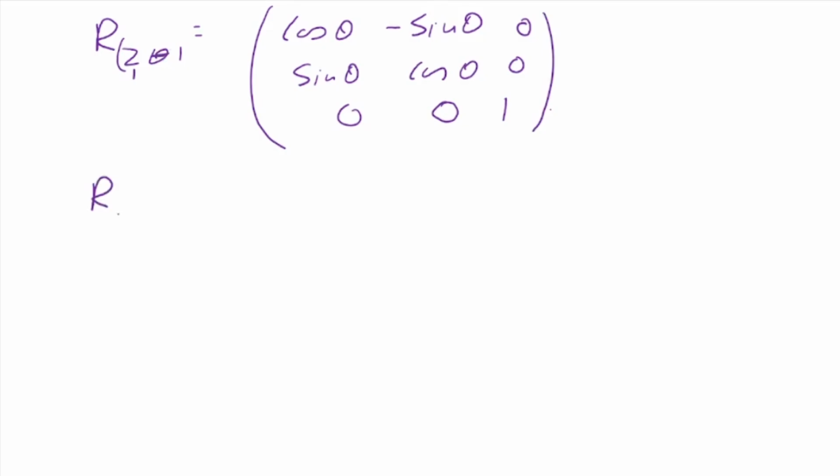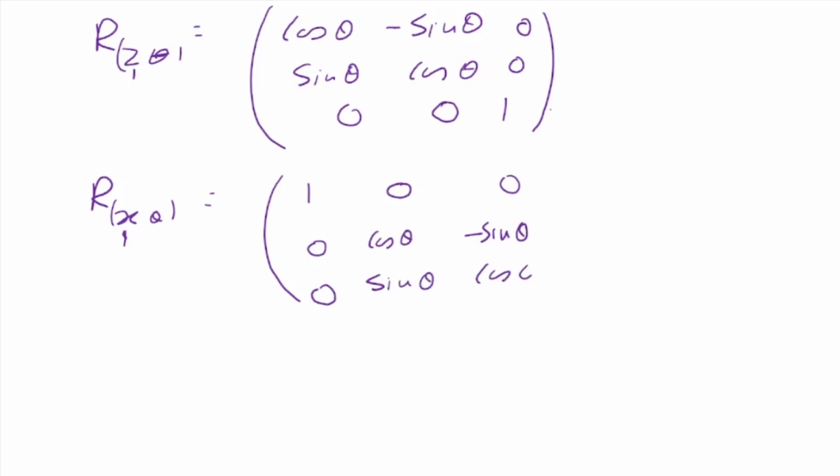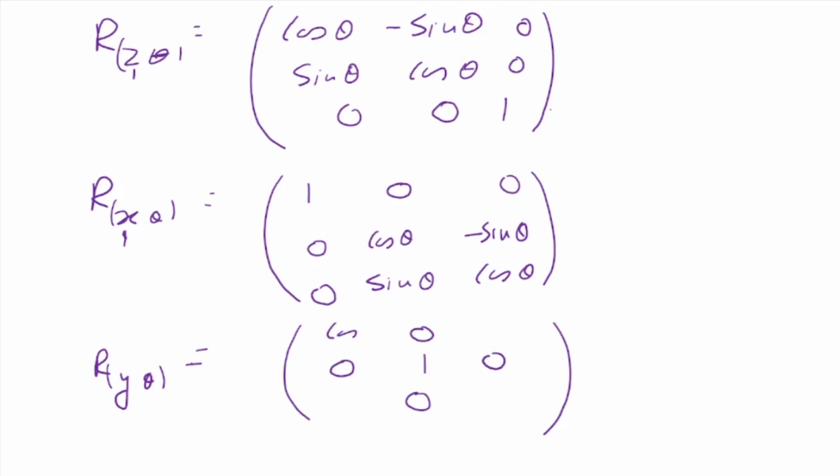Now what if you rotate about the x-axis by an angle theta? What will this be? Now this is the rotation about x. So what we see is that the x component will become 1. So this will become 1, 0, 0; 0, cos theta, minus sin theta; 0, sin theta, cos theta. Okay, and if I similarly rotate about y by an angle theta, then the y component will become 1. So it will become cos theta, 0, sin theta; 0, 1, 0; minus sin theta, 0, cos theta.